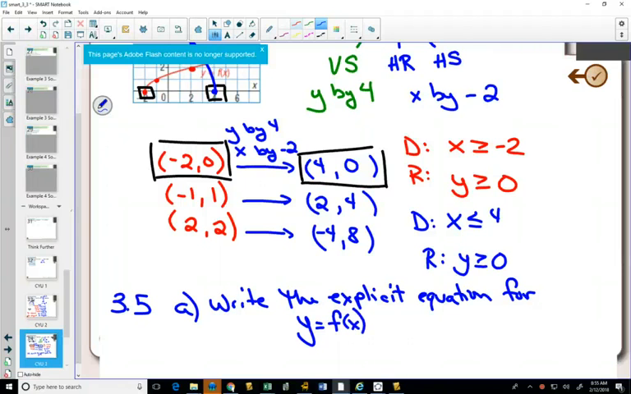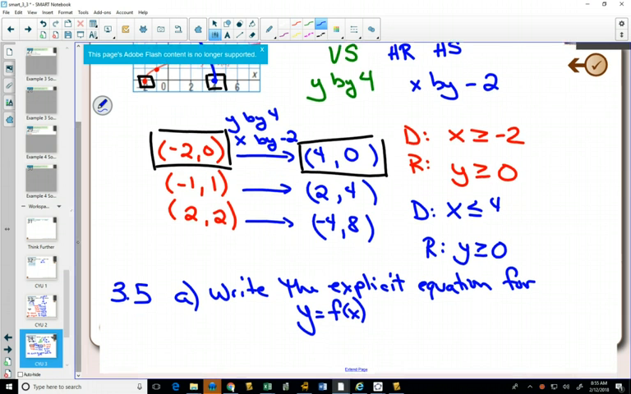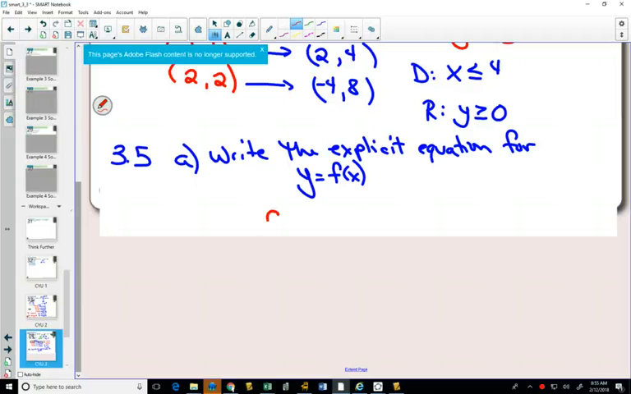For our original graph, which was y equals f of x, that was our red one. What graph is that red one? I'll write the equation in red as well. What would we say f of x is equal to as an explicit equation?